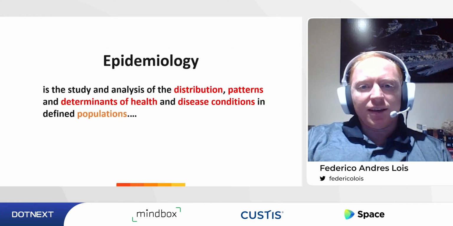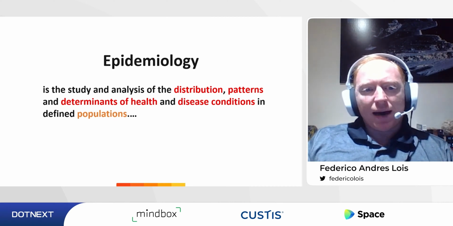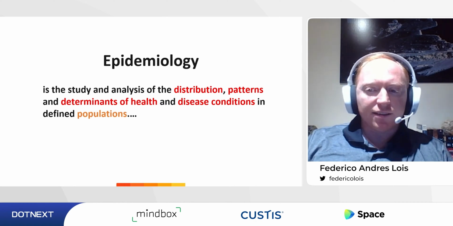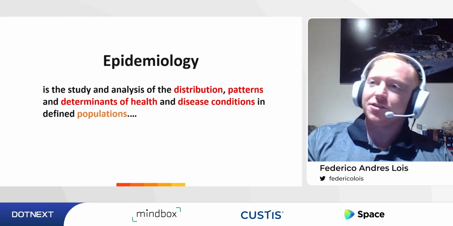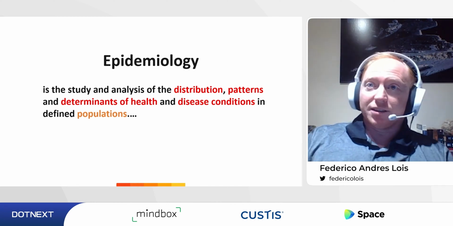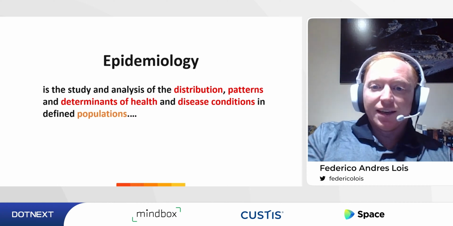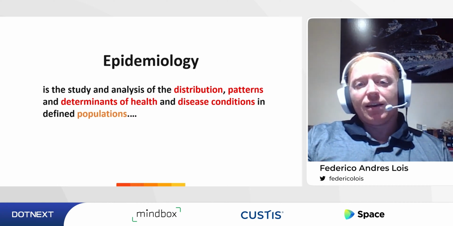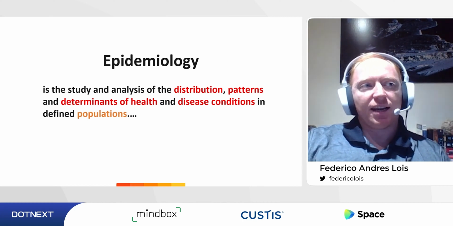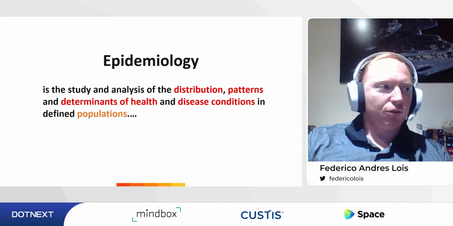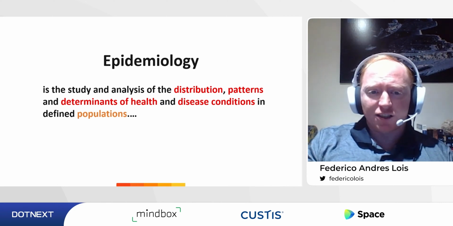The interesting thing about epidemiology is that it is the study and analysis of the distribution, patterns, and determinants of health and disease conditions in defined populations. What are distributions? Essentially, you go measure and you find a distribution of things. What are patterns? Patterns are things that arise from measuring stuff. So epidemiology is about measuring how populations, and in this case viruses, but it could be another type of pathogen and pathology.